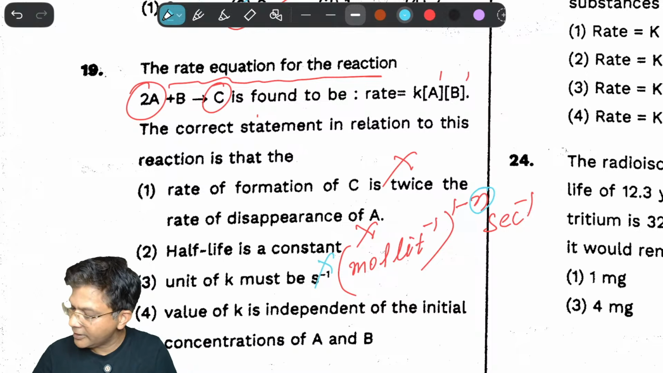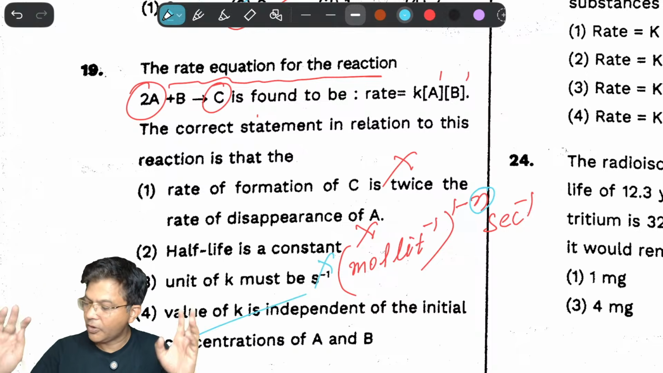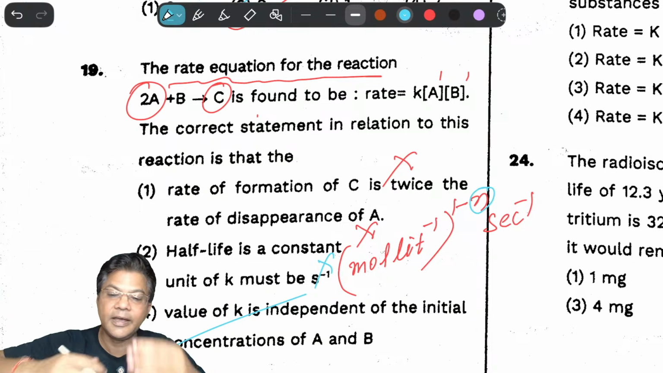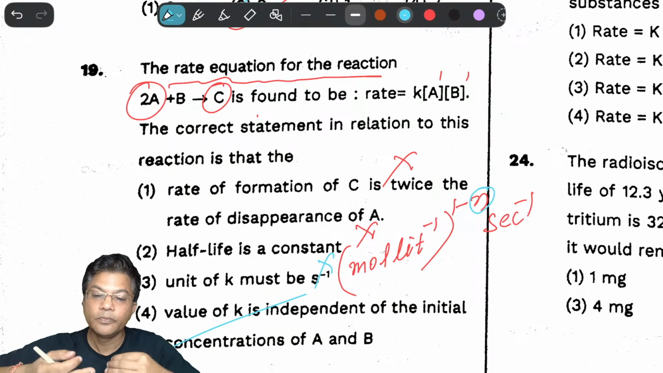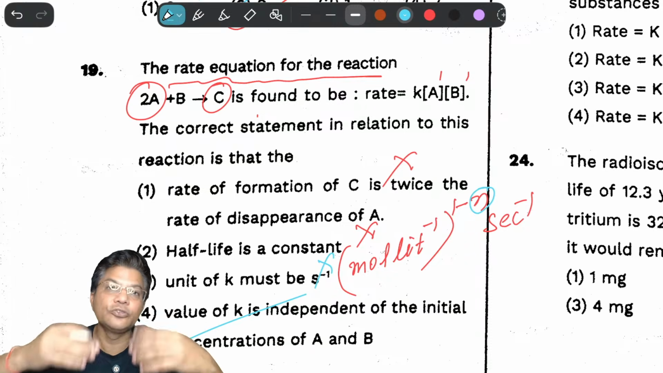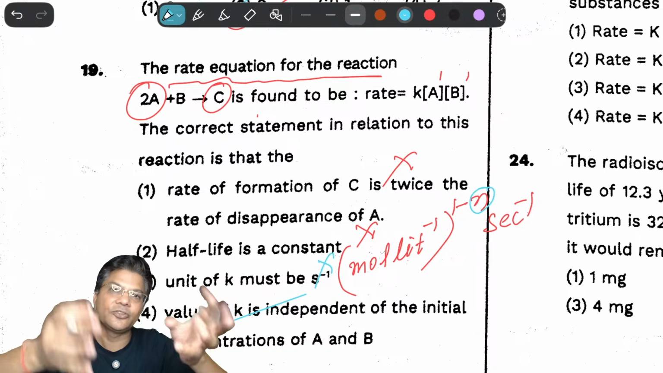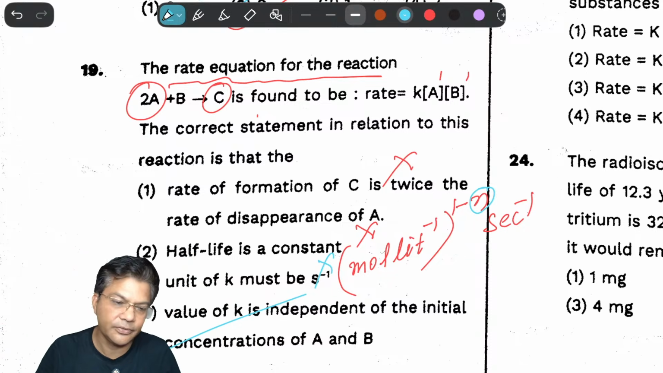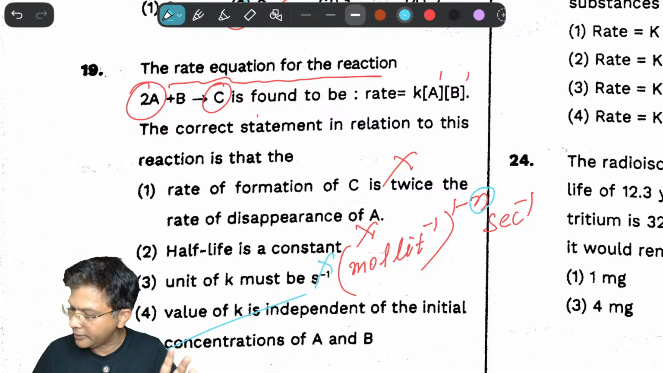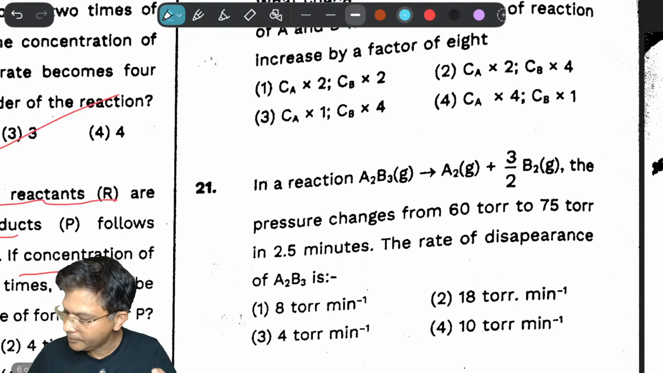Value of K is independent of the initial concentration, because value of K never depends on the initial concentration. K tells you how speedily the reaction is taking place. How speedily. Speed does not depend on the concentration, right? So, fourth is the correct answer. I hope you got it. 19th, 20th.